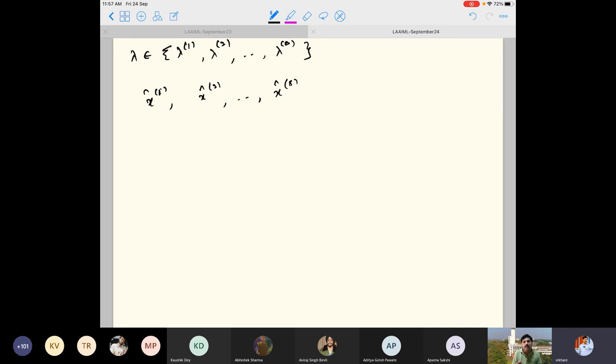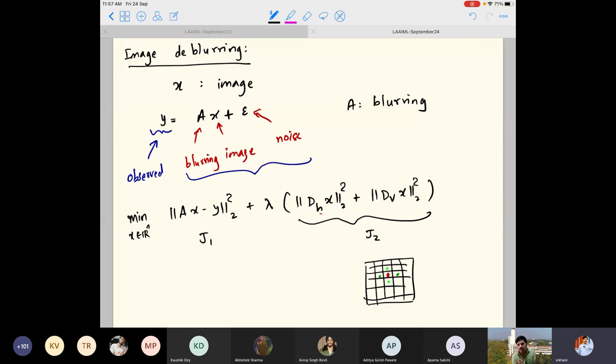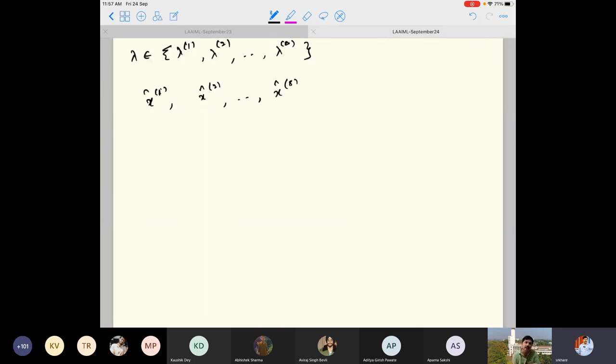And based on your application and your experience, you choose the best value of lambda that suits you well based on the data that you see, and so on and so forth, right? So this is like lambda. How do you choose lambda? Based on your prior experience and playing around with this data, right?